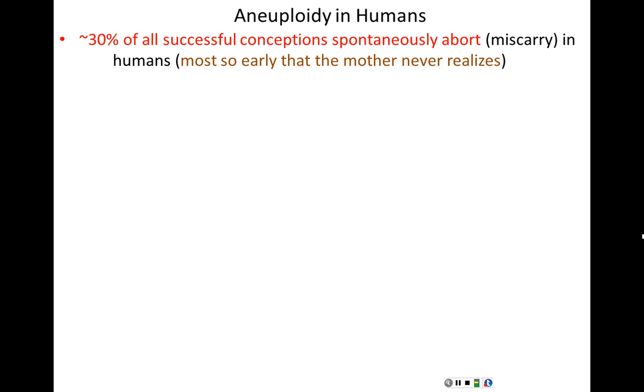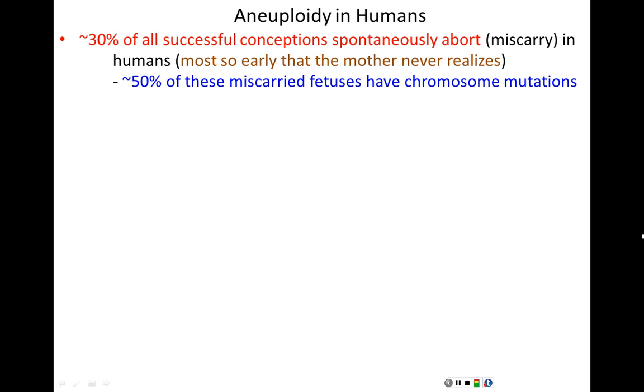Believe it or not, about 30% of all successful fertilizations or conceptions in humans spontaneously and naturally abort via miscarriage. Most so early that the mother rarely even misses a period. So most of the time the mother doesn't even realize she was pregnant. She might be a little bit late. She might have a heavier period than normal, but she doesn't realize that she actually had a fertilized cell in her body. 50% of these miscarried fetuses have aborted or miscarried because of chromosomal mutations, most of them being aneuploidy.